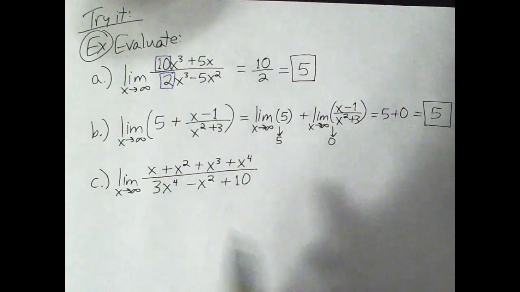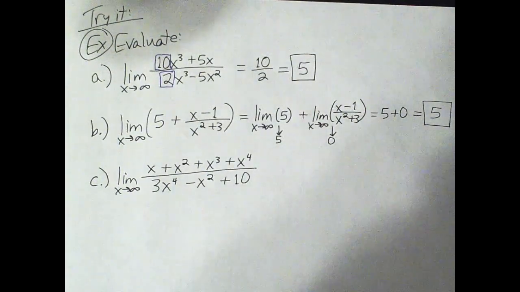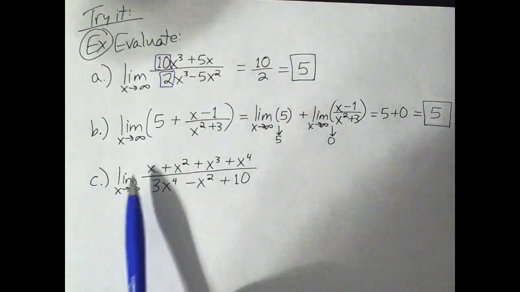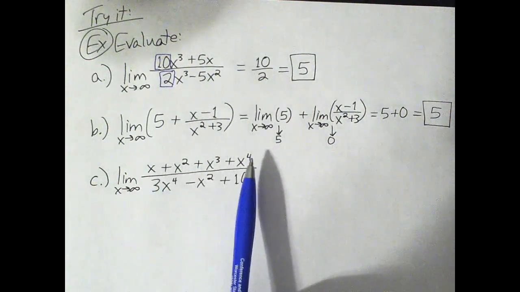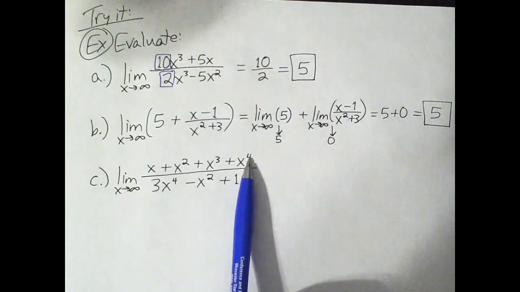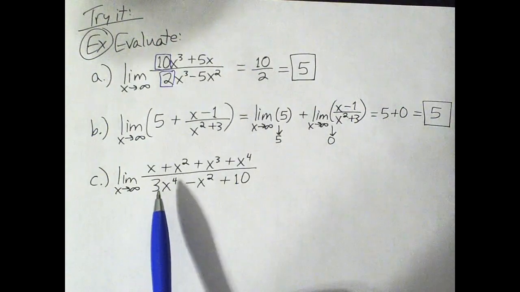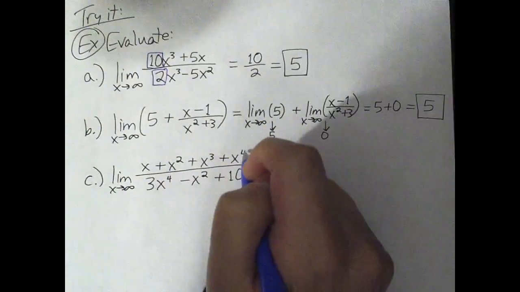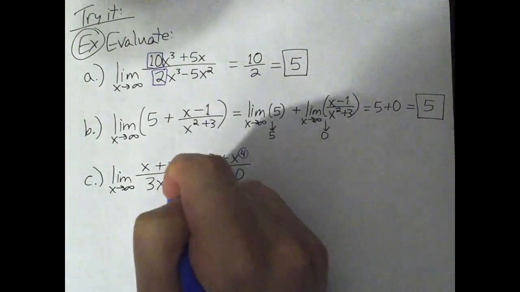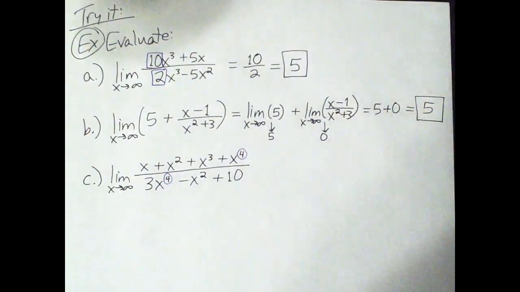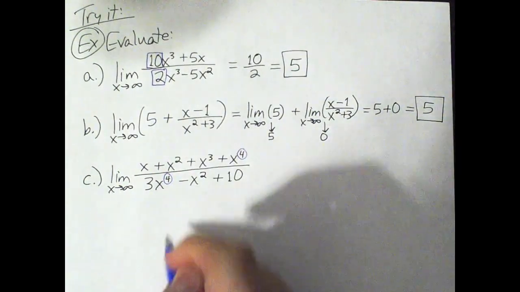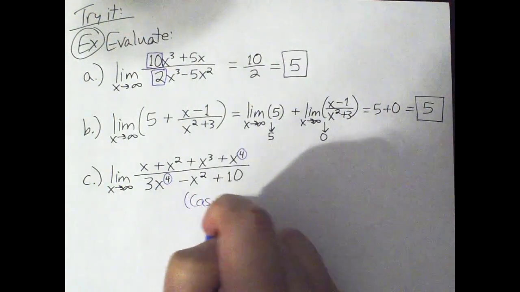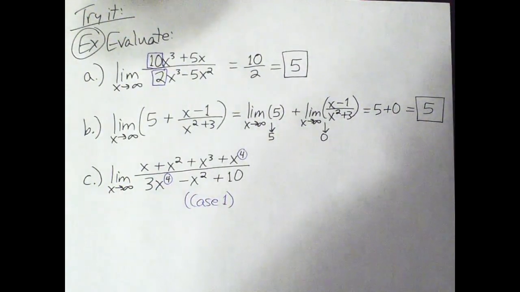And finally, part C, what's the degree up top? Well, I've got an x here, but the degree up top is 4 because the x to the fourth is over here, and down on the bottom we have x to the fourth. So actually, let's circle the 4s. 4 and 4. This is case 1, right? Case 1 because the degree up top and degree on the bottom are both 4.